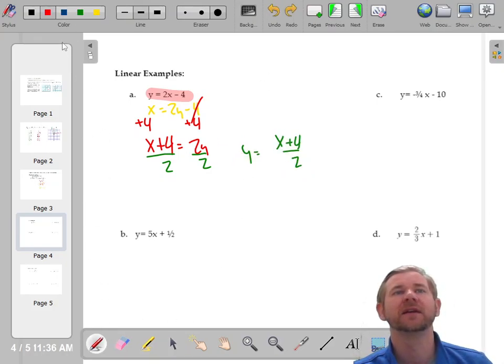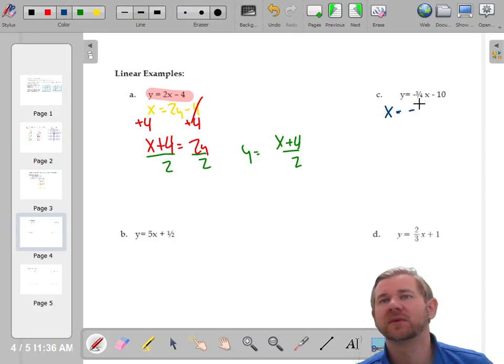Do the same thing here. Flip x and y, x equals negative 3/4 y minus 10. So we're practicing equation solving. Add 10.